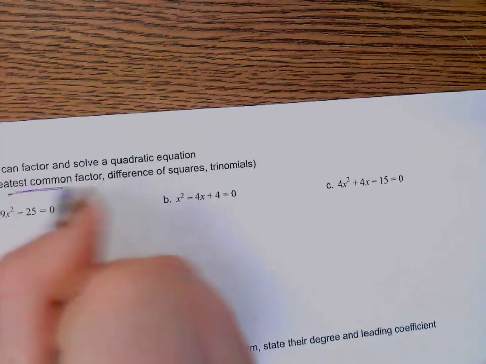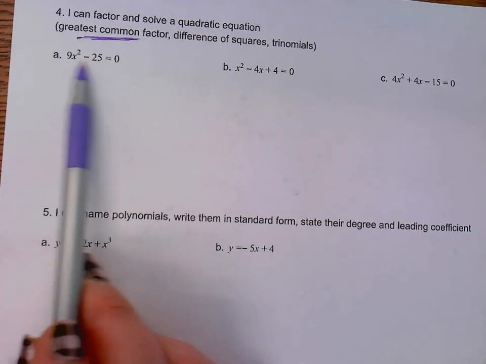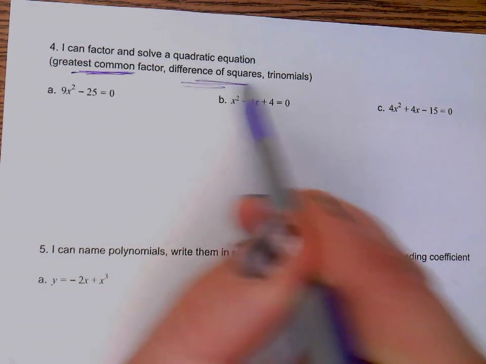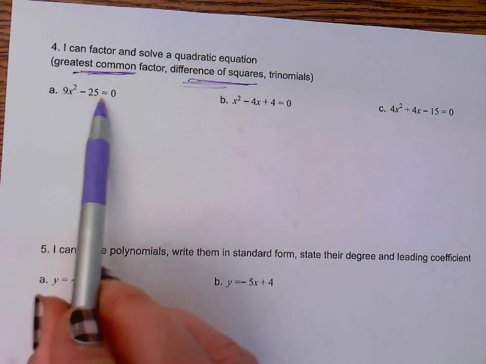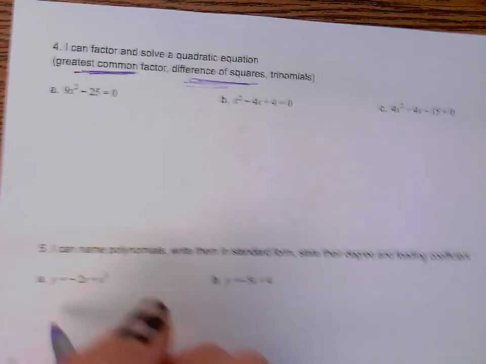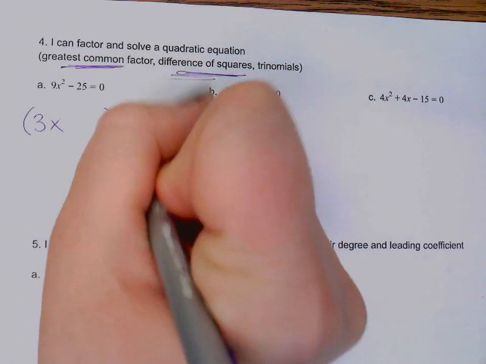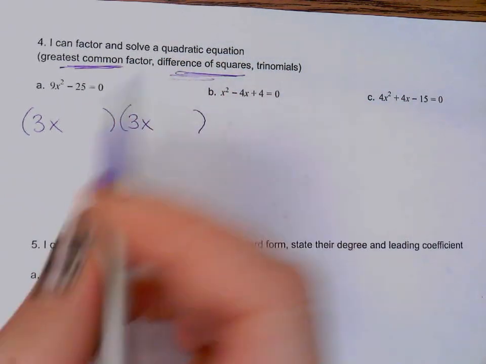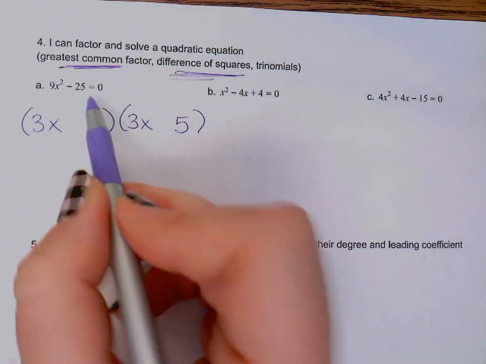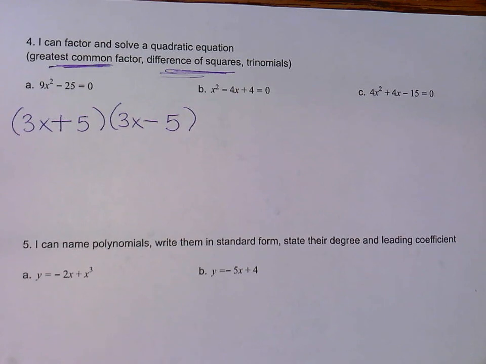You should always look for greatest common factor first. There's no greatest common factor in part A. Then you should always look for difference of squares. This is difference of squares. So the way you factor difference of squares is you take the square root of each of those parts. So you'd get 3x times 3x to get 9x squared and 5 times 5 to get 25. You make one a plus and you make one a minus.